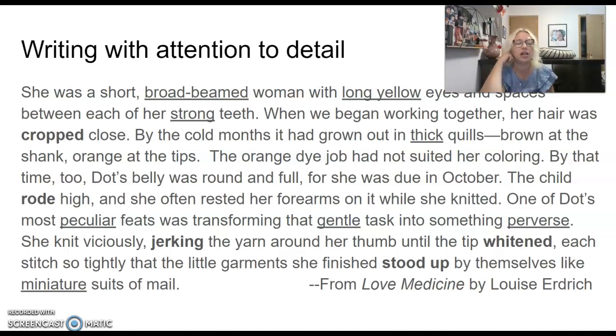The child rode high, and she often rested her forearms on it while she knitted. One of Dot's most peculiar feats was transforming that gentle task into something perverse. She knit viciously, jerking the yarn around her thumb until the tip whitened, each stitch so tightly that the little garments she finished stood up by themselves like miniature suits of mail.